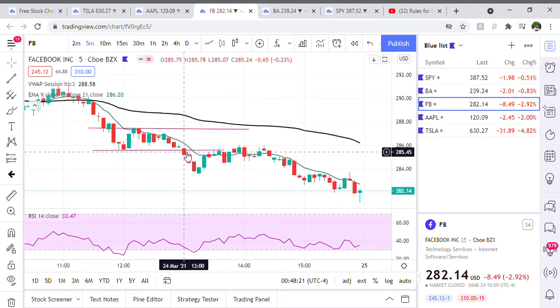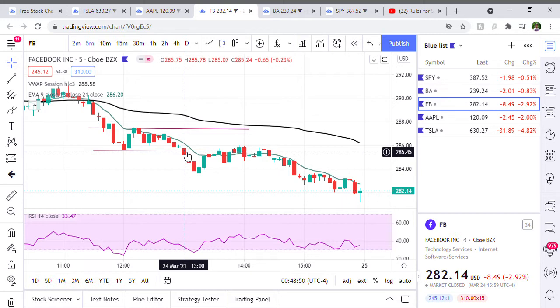This is 1 p.m. Facebook has been in a downtrend on the 2-hour chart. Good. Facebook has a 15-minute candle below the VWAP. Good. Facebook has a 9 EMA falling downward. Good. We are good for a trade. Okay, we have identified our entry at 285.65, and then 20 cents below, that is 285.45. We have identified our entry.